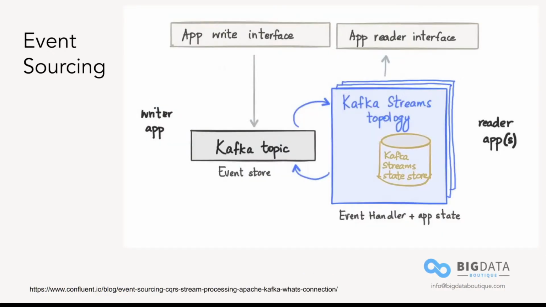Another pattern, which is built on top of the CQRS pattern, a specialization of that pattern, is event sourcing. Event sourcing is basically: we have this write interface we spoke about before. We put that information in Kafka, which is the event store in this case. And then using, in this case, Kafka Streams, but it could be whatever other, we read that information and we process that information in a way that we have the state of our application.